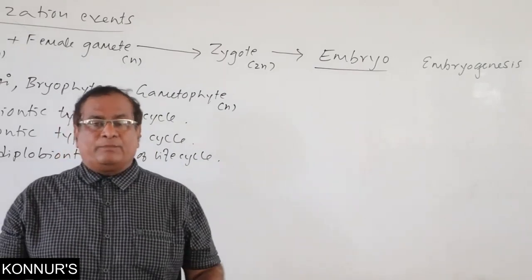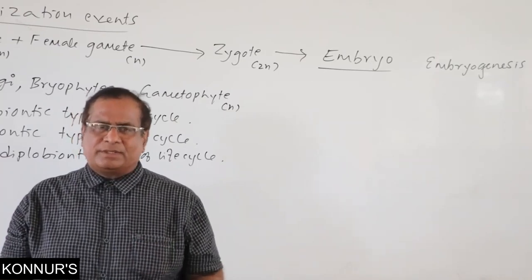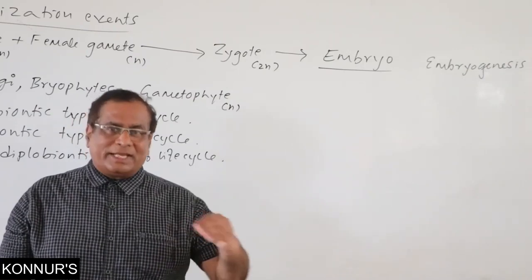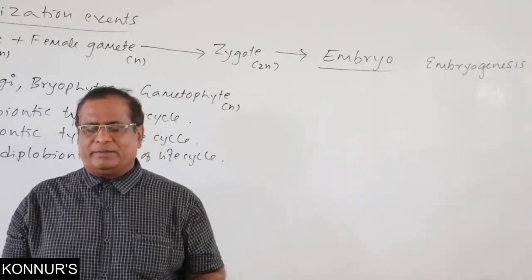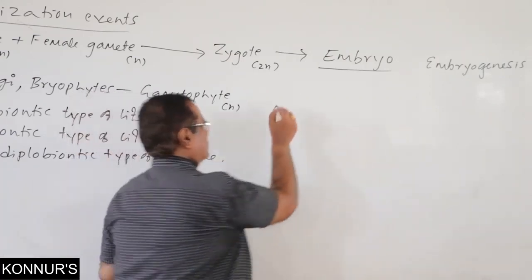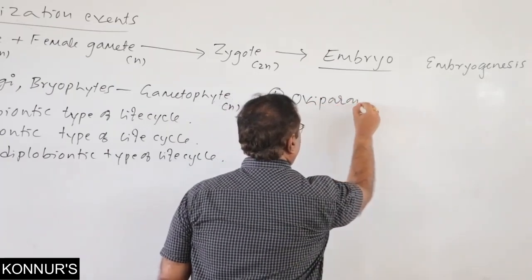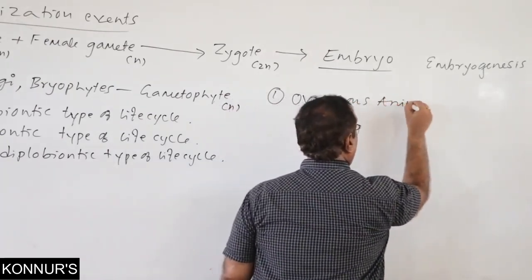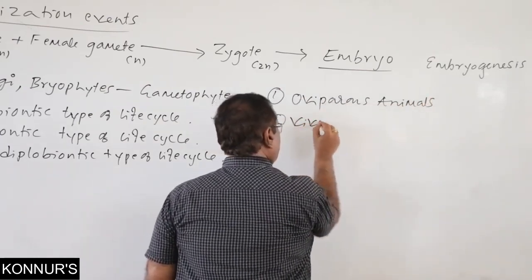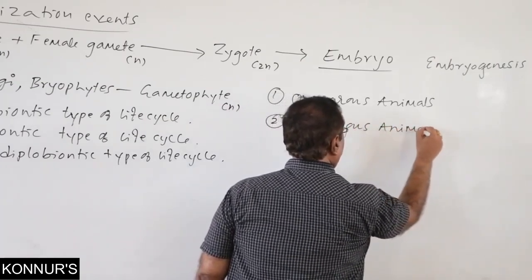And the embryo which is formed, whether its development takes place within the female's body or outside the female's body, we do have two types of animals. Those are oviparous animals. Second is viviparous animals.